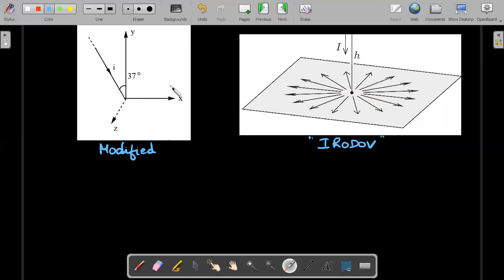So I conclude that the current spreading on the XZ plane in the left side diagram and the current spreading on the right side plane of that Irodov question are identical. Which means the magnetic field due to the spread here would be equal to the magnetic field due to the spread in Irodov's question.